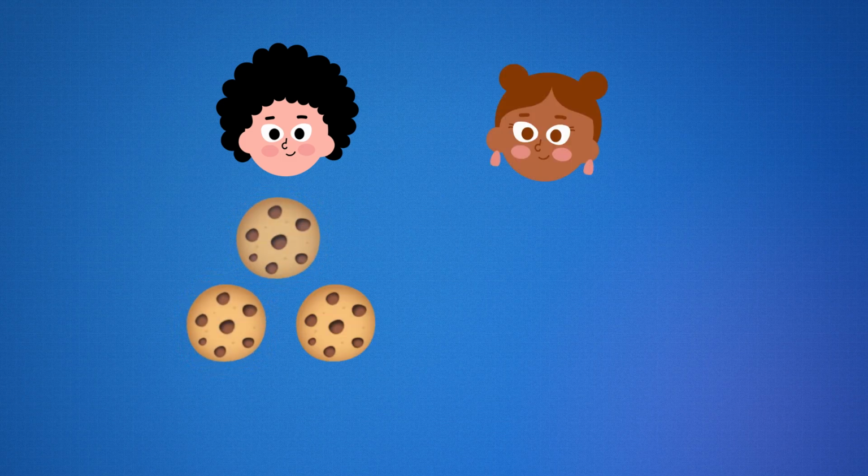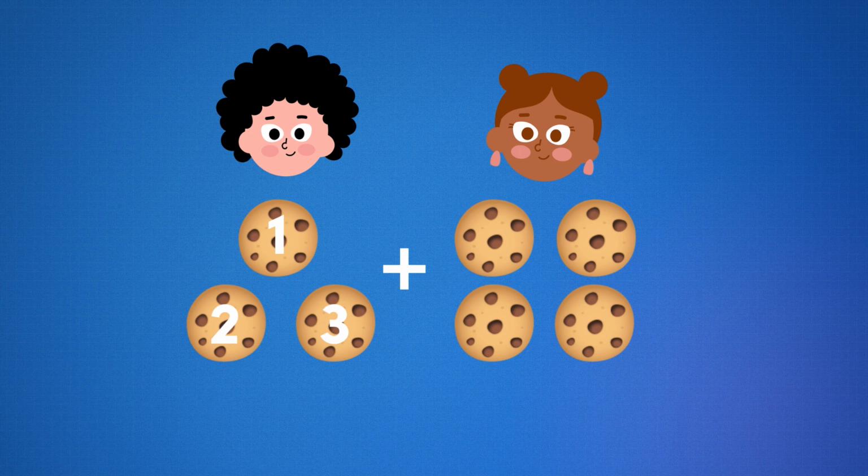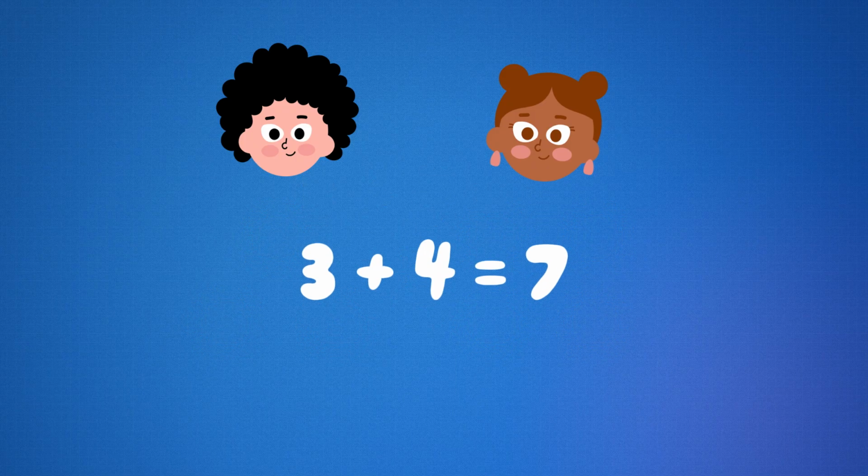Let's try another one. Let's say we have 3 cookies and our friend has 4 cookies. How many cookies do we have altogether? Let's count them up. 1, 2, 3. Now we add the 4 cookies. 4, 5, 6, 7. Wow, we have 7 cookies. Yummy. So 3 plus 4 equals 7. Great job. You're becoming a master at adding.